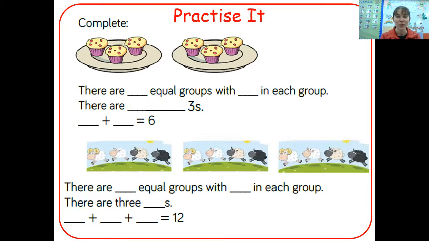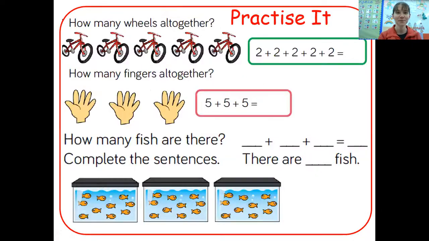Okay, so let's see if you got it right this time. There are 1, 2, 3 equal groups with 1, 2, 3, 4 in each group. So there are 3 4s. So 4 add 4 add 4 equals 12. Well done, we're getting the hang of it.